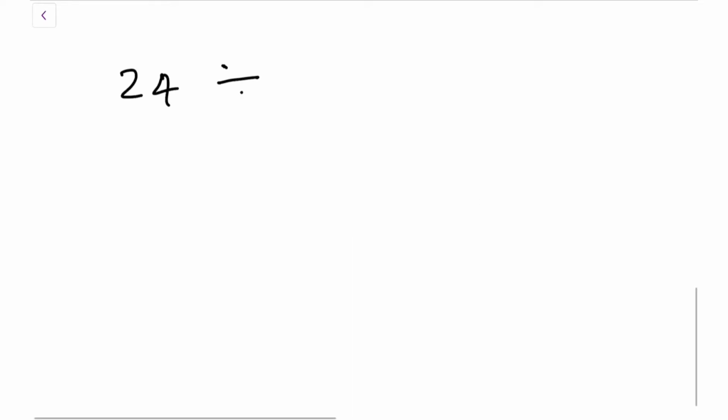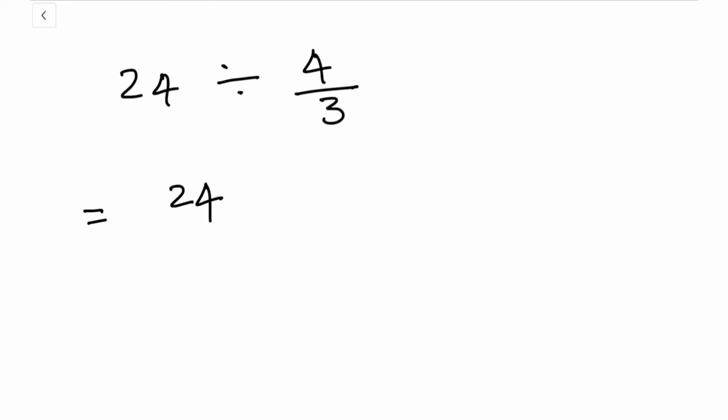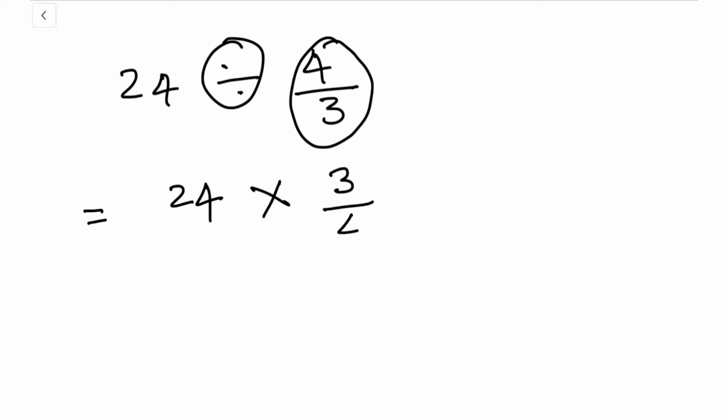24 divided by 4 by 3. How do we do that? First step, change the division into multiplication. That's your first step. Alright. And then change the fraction into its reciprocal. That is, 4 by 3's reciprocal is 3 by 4. Alright. Once you do that, it's a matter of regular multiplication.